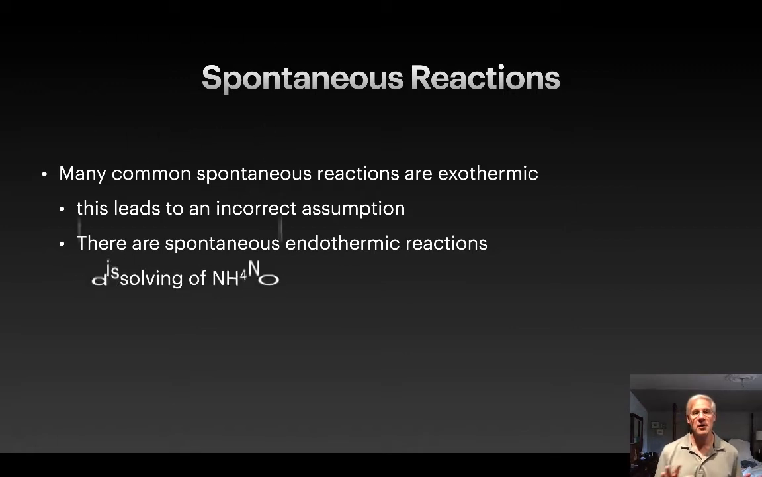And so whether or not something is spontaneous has nothing to do with whether it is exothermic or endothermic. A good example of a spontaneous endothermic reaction would be the dissolving of a very common chemical, ammonium nitrate. When ammonium nitrate is placed into water and you dissolve it, it gets cold. And it gets cold because the dissolving process is in fact endothermic. There are dissolving processes that are exothermic and dissolving processes that are endothermic, and they're both spontaneous.